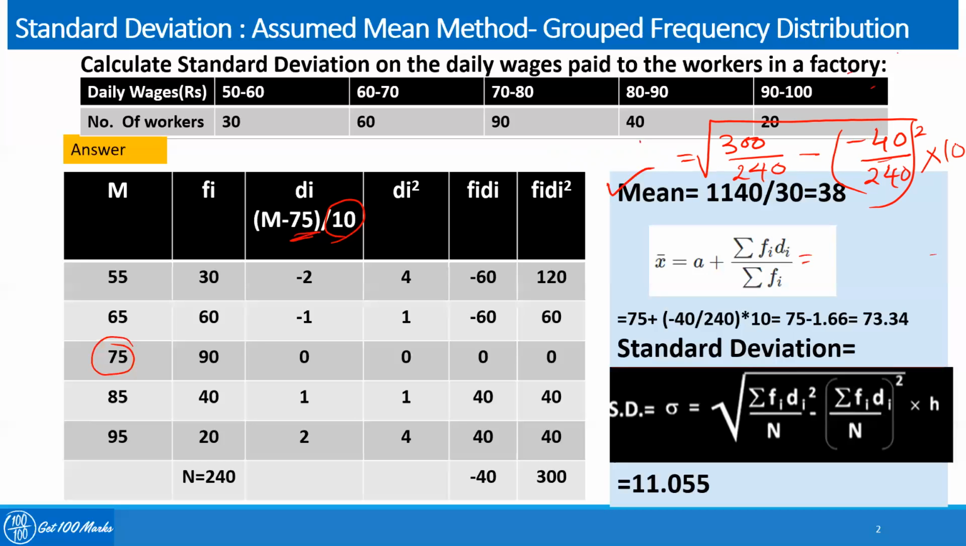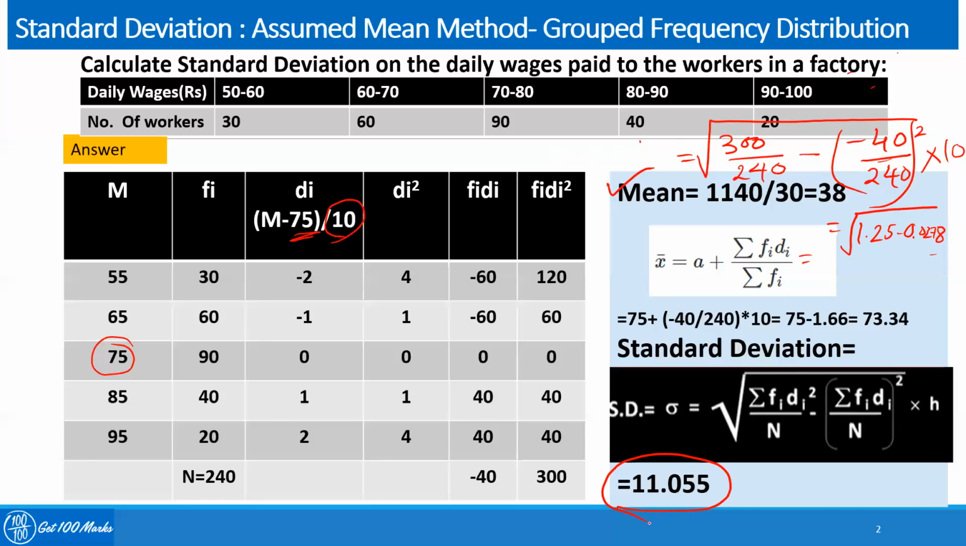And all together we will calculate. We will find the next one. 300 by 240 will come as 1.25 minus 0.0278, and the entire thing multiplied by 10. So finally we'll get the value as 11.055. Therefore, this is the procedure on how to calculate standard deviation with the assumed mean method.